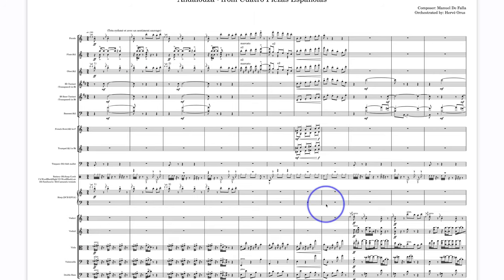Yeah, so I would just say, try to clean some of these things up next time, if you have very strange ties and other things like this. If you have violas being scored very, very high, you should just go to treble clef, right?